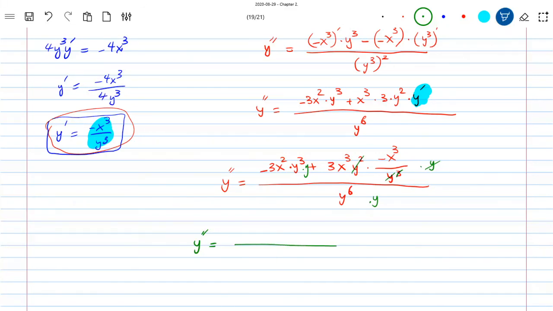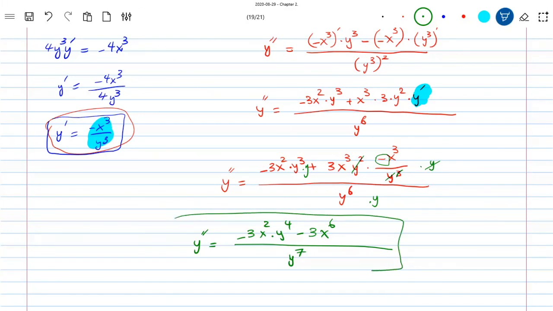So what you get is negative 3x squared, y cubed times y becomes y to the 4th, plus actually there is a negative sign here, so I can say minus 3x cubed times x cubed becomes x to the 6th, and there is no y. The y is cancelled now. And the denominator is simply y to the 7. This is the simplified version of the second derivative. There are stuff in the numerator that you can factor, but it doesn't make it that much simpler.